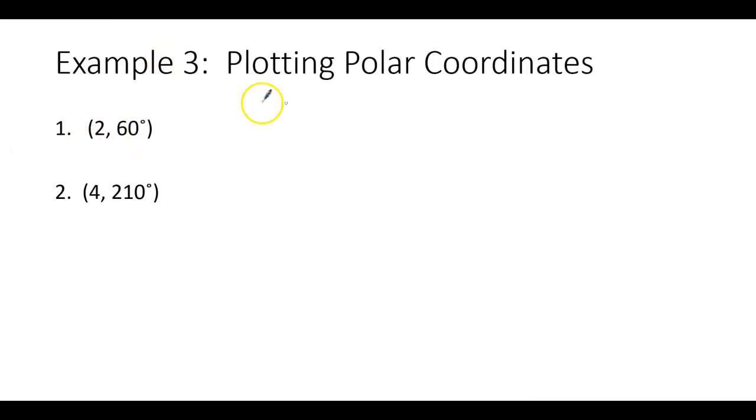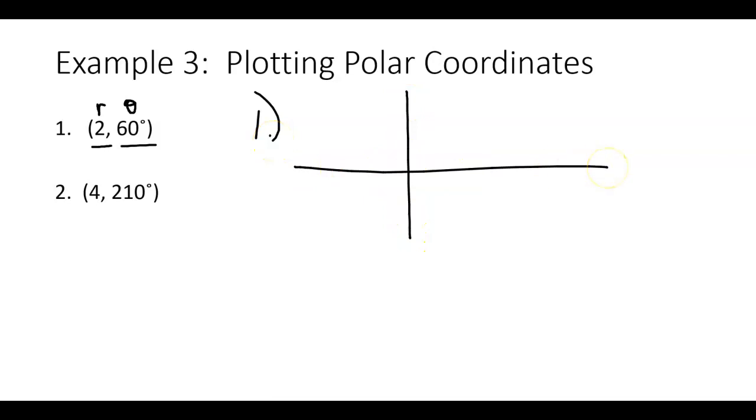All right. So we're going to plot some polar coordinates now. So this is not an x and a y anymore. Now this is an r, a distance from the origin, and a rotation of 60 degrees. So how do we do this? Well, let's do an example here. So let's go ahead and draw some lines out here.